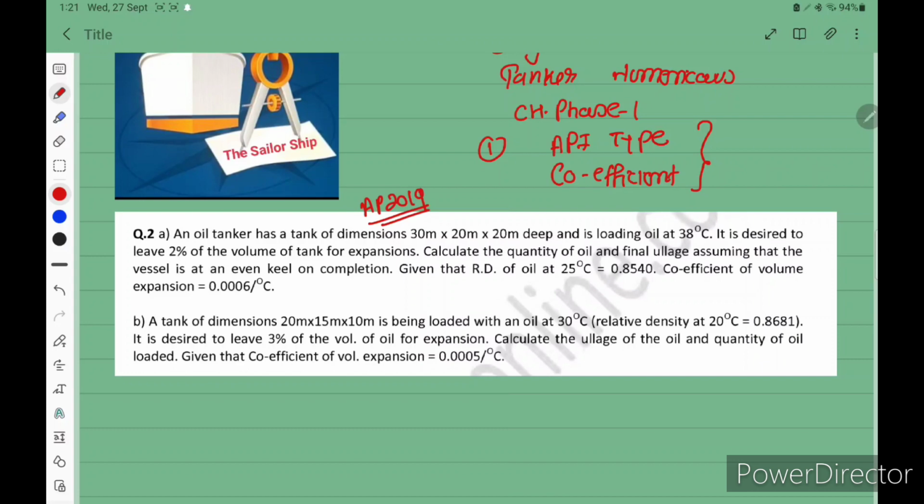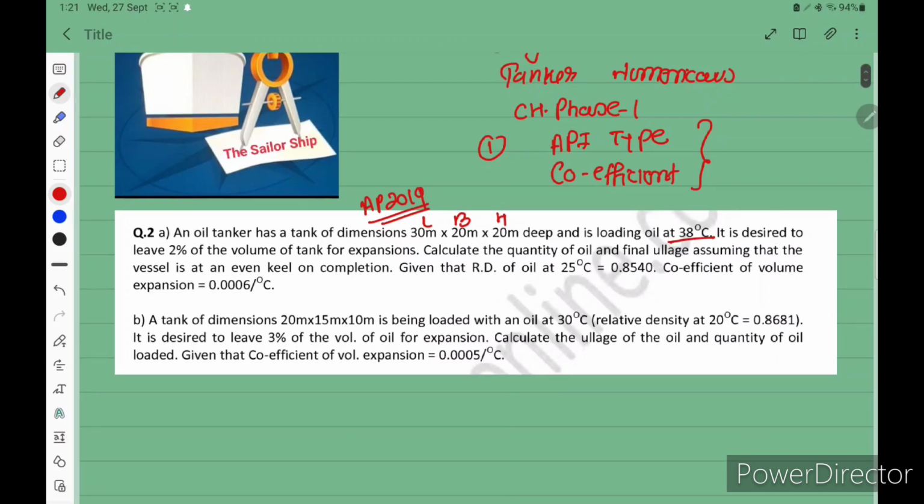So our question is: an oil tanker has a tank dimension of 30 meter into 20 meter into 20 meter deep. This is the length, breadth and height of the tank, and it is loading oil at 38 degrees centigrade. It is desired to leave 2% volume of the tank for expansion. Calculate the quantity of oil, that means mass of oil, and the final ullage, assuming that the vessel is at even keel on completion.